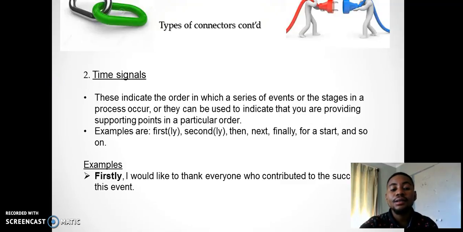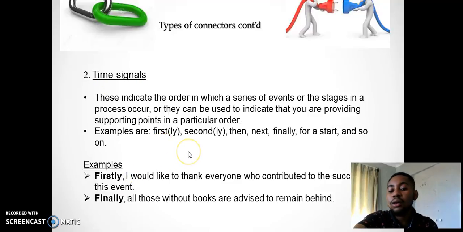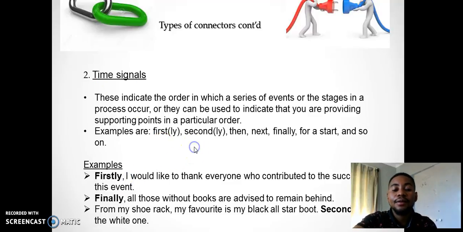Example: firstly, I would like to thank everybody who contributed to the success of this event. This denotes that the writer, in a sequence of events, is going to start by thanking everyone, and hence, firstly here serves as our time signal under logical connectors. Finally, all logical proofs are tried to remain behind. From my shoe rack, my favorite is my black All-Star. Secondly is the white one.